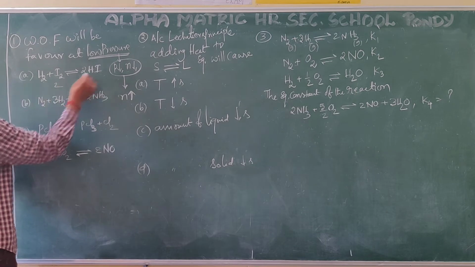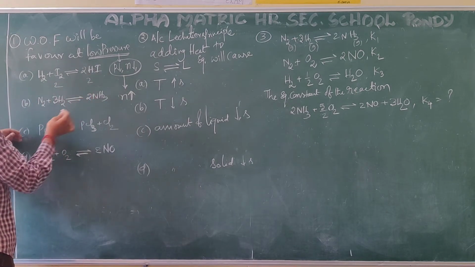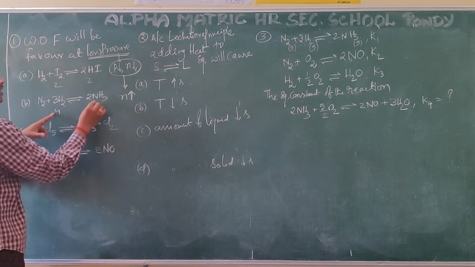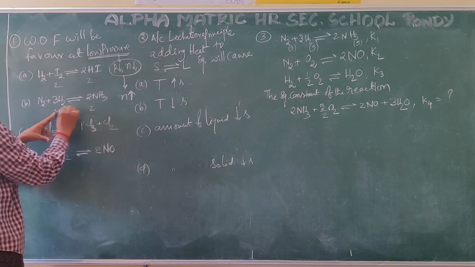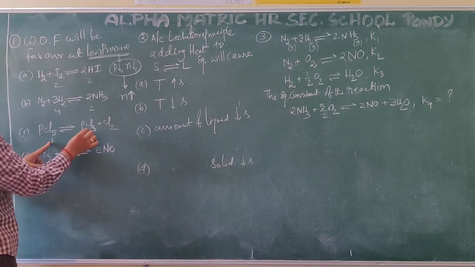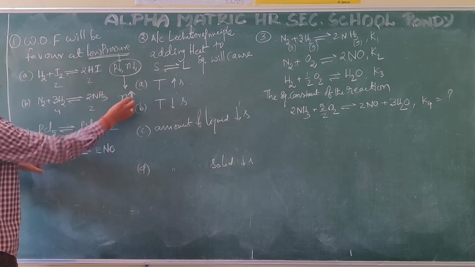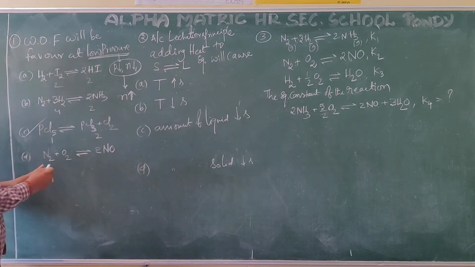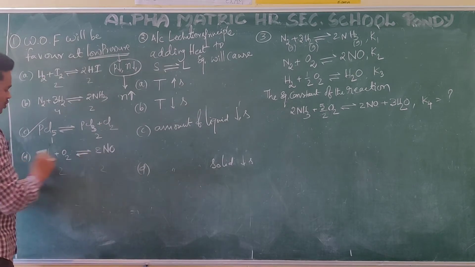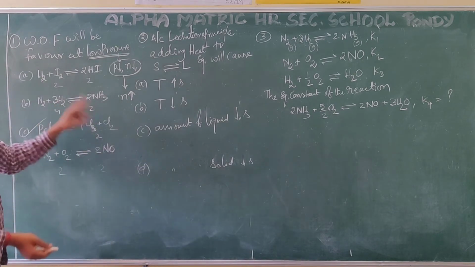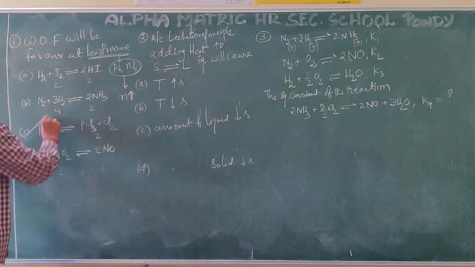Here 1 plus 1 is 2, and this side is 2, so both sides are the same. Here 1 plus 3 is 4, and here it is 2. The number of moles decreases, 4 to 2. This side is 1 mole, and this side is 1 plus 1, 2. The number of moles increases, so this is my option. Here 1 plus 1 is 2, and this side is 2, so there is no change. Here it decreases, here no change. So this is my option.